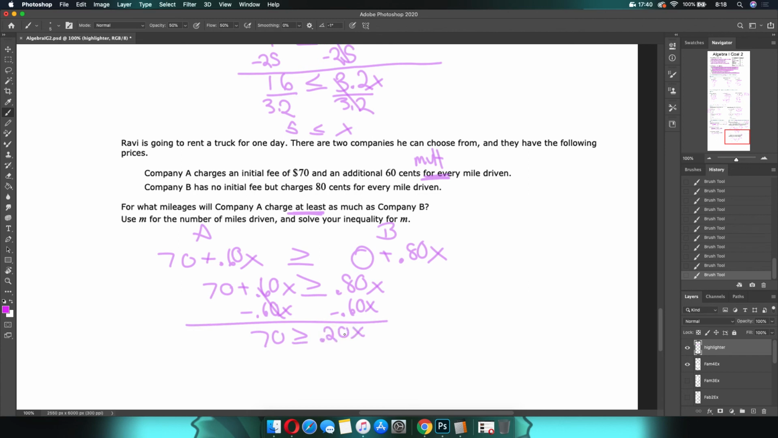At least for decimals, this is an easy one to do. So when you divide by 0.20, divide by 0.20. I'm going to do this without a calculator, and I still do that wrong because I'm talking instead of thinking. So x is less than or equal to 350.